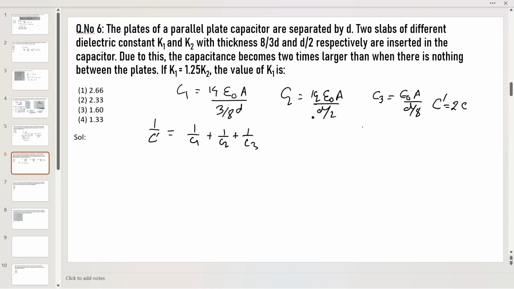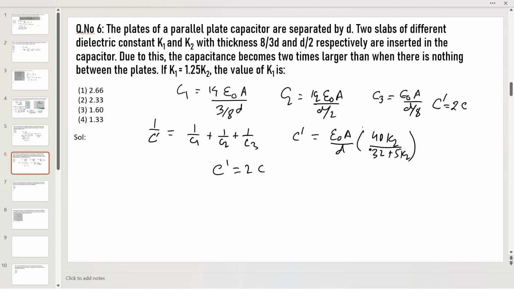Now if you place these values and calculate C dash, it comes out to be equal to epsilon naught A by d, bracket 40 K2 by 32 plus 5 K2. Now one thing is that a relation is given between K1 and K2. We have to put this relation. After putting this relation, you are going to get the equivalent capacitance, and again it is given to you that C dash is equal to 2C.